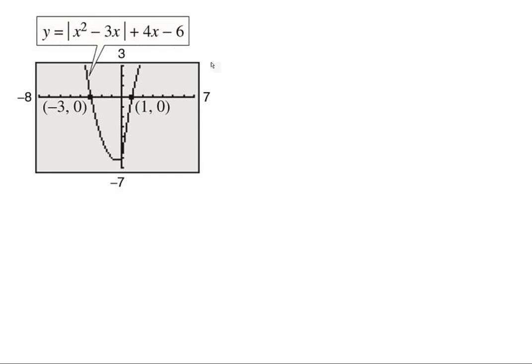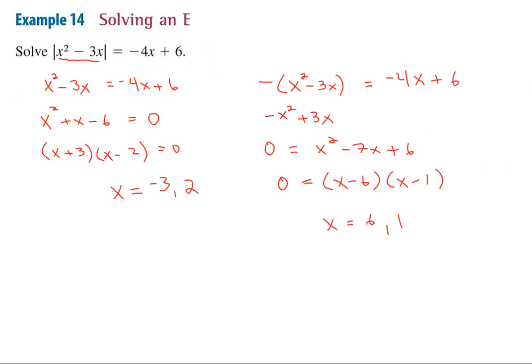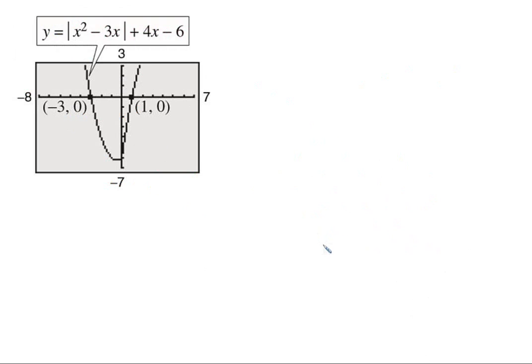If we actually graph the problem, it turns out the graph crosses the x-axis at negative 3 and at positive 1. So those are your answer choices that work, negative 3 and positive 1. If you were to do the check algebraically, the negative 3 works and the positive 1 works. It turns out the 2 and the 6 don't work when we do the check, because that's what the graph tells us right there.